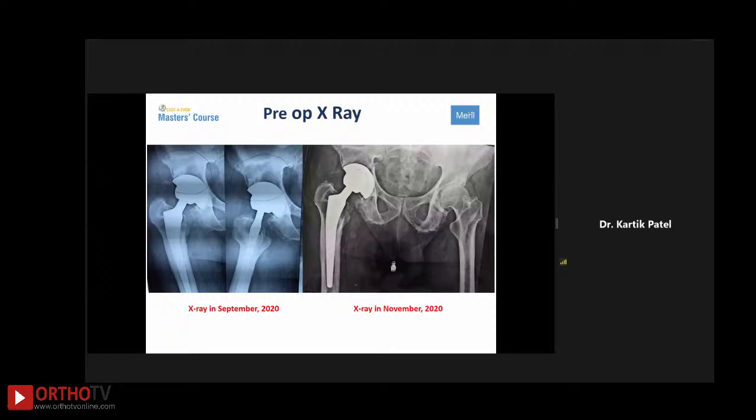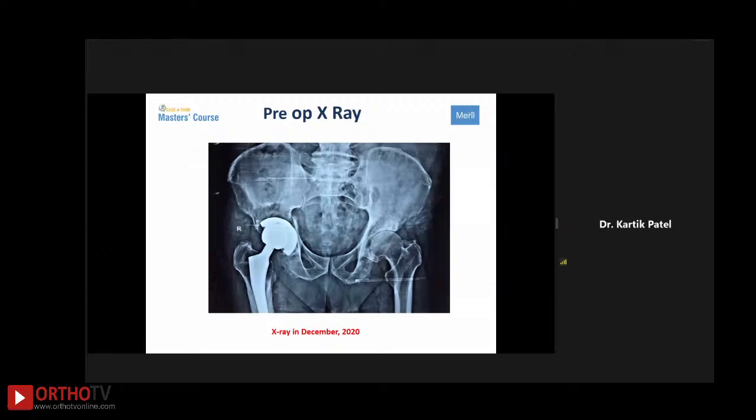The first X-ray was taken in September 2020, and it was showing supra-acetabular osteolysis and proximal femur osteolysis. A sequential X-ray was taken, and in November, there is a marginal fracture line in the acetabulum also seen with the proximal femur and the supra-acetabular osteolysis. When the patient presented, the X-ray showed a complete fracture line visible on the acetabulum side with the osteolysis, loosening of the acetabulum component and the proximal femur osteolysis without any gross loosening of the stem.